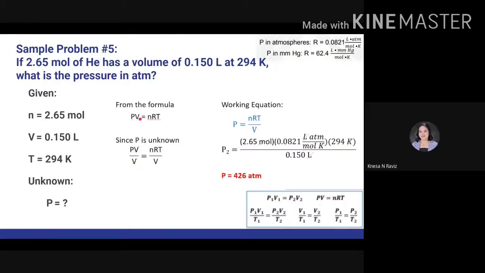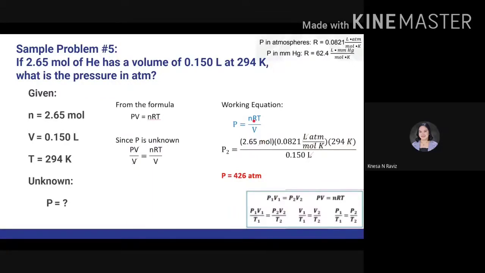Now from the formula, P times V equals n times R times T, we are going to solve for P. So we divide both sides of the equation by V. Notice that V on this side of the equation would cancel out, and that leaves us with the working equation, which is P equals n times R times T divided by V. All these values are found in the given, so we could do direct substitution. n equals 2.65 moles.